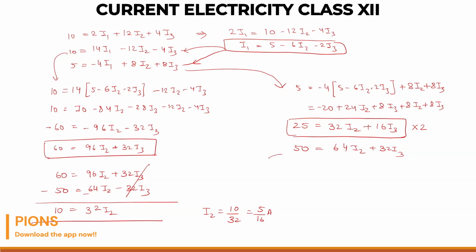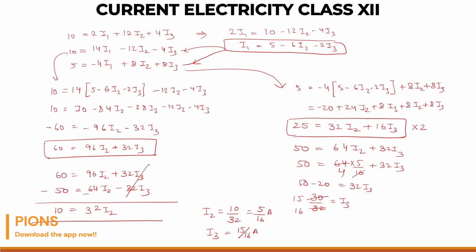So, here I am substituting straight away. 50 equals 64 into 5 by 16 plus 32 I3. 16 fours are 64, 5 fours are 20. Let's take the 20 on the left hand side, equal to 32 I3. And 50 minus 20, 30 upon 32. That's our I3 value. 2 15s and 2 16s. So I3 value here is 15 by 16 ampere. Correct? We got our I2 and I3 values.